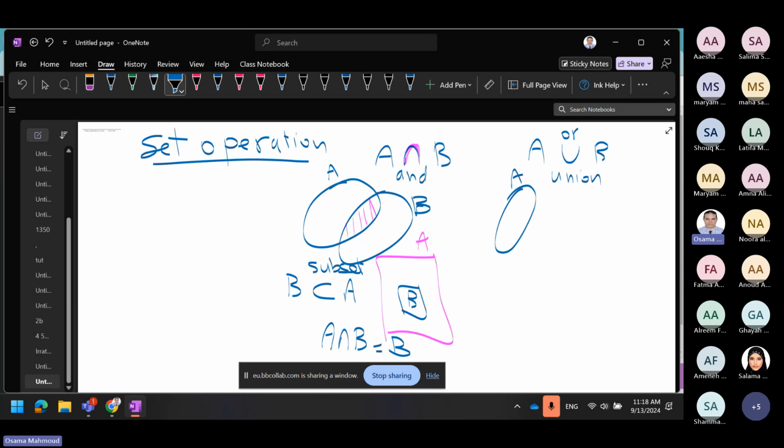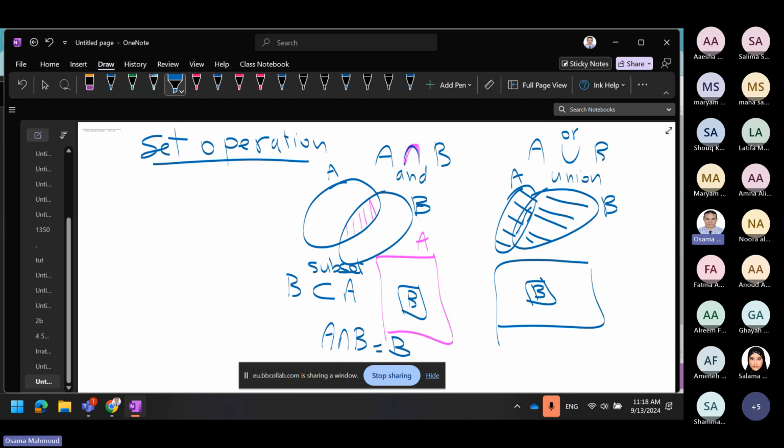If you have A like this and B like this, you take everything, but don't repeat, right? Because you have something in common here. If you write it once, don't repeat it, right? Okay, so this is what we know. But in this case, if you have B inside A, the union will give you the bigger one, right?